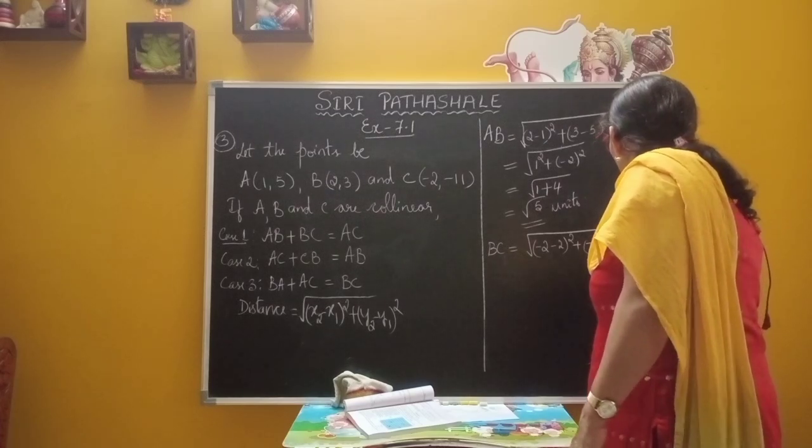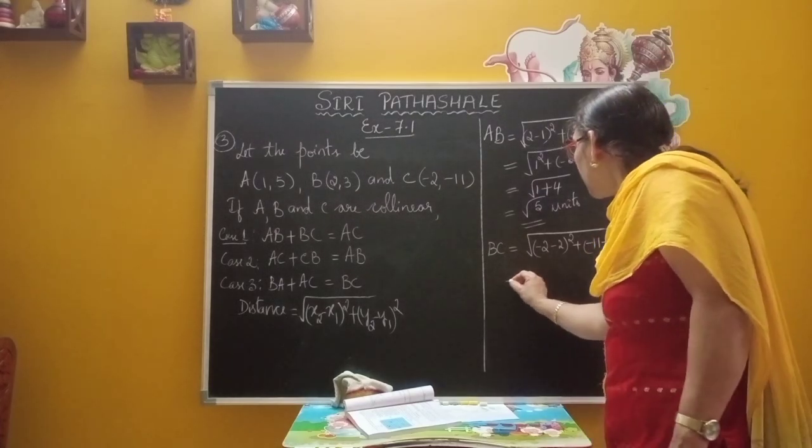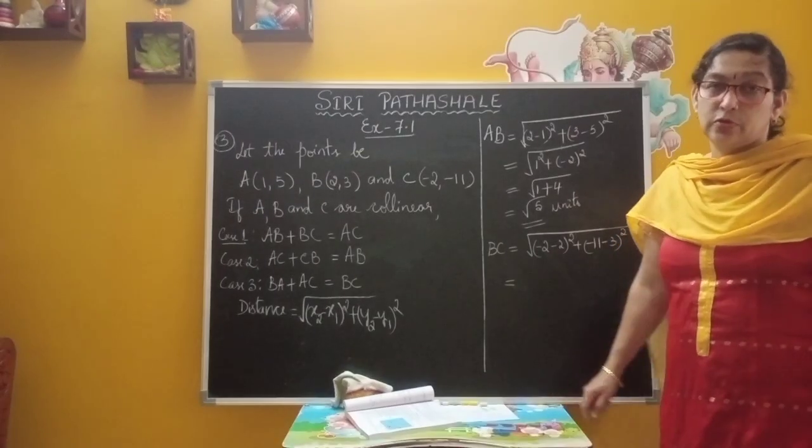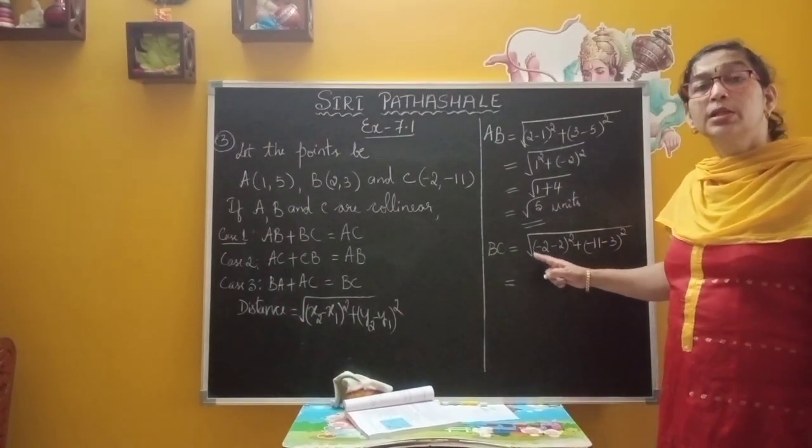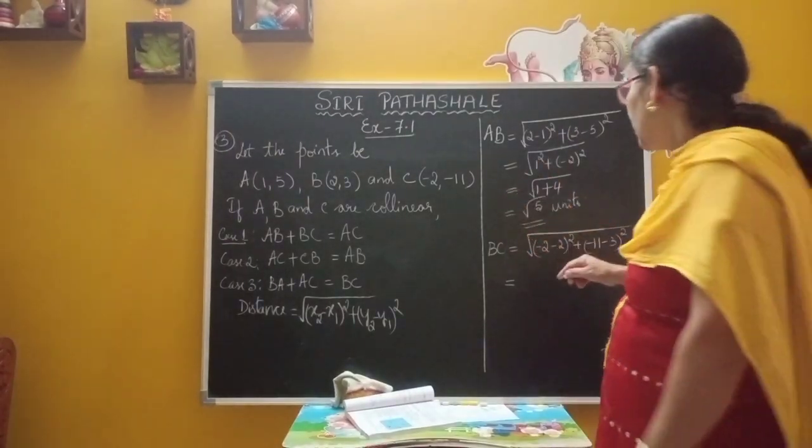Minus 3 whole square. So minus 2 plus minus 2, what do you get? Minus 4. Minus 4 square is how much? 16. Minus into minus plus, so we get 16.